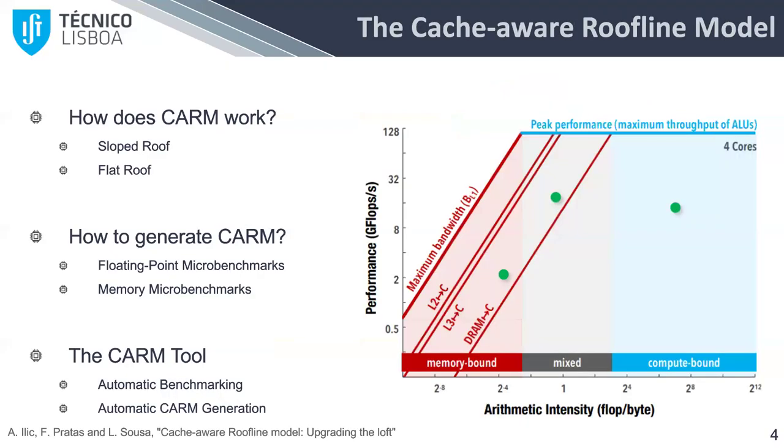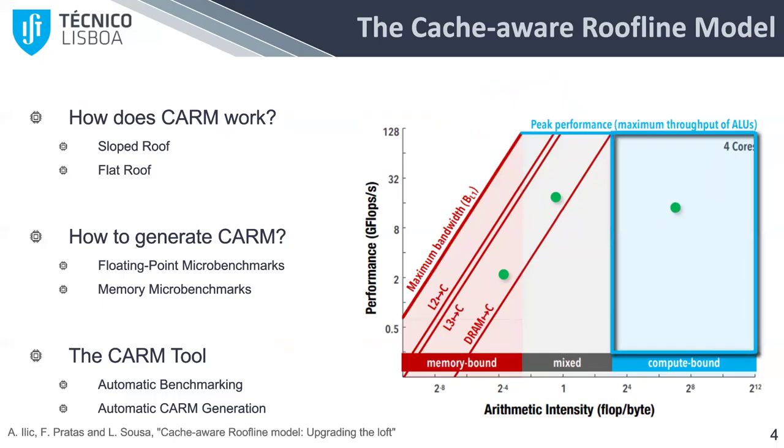But now talking about the CARM itself, how does it actually work? As you can see, the CARM has two main roofs, the slope roofs here in red, which are based on the maximum bandwidth of the different memory levels of an architecture, and then the flat roof in blue, which is based in the peak floating point performance of the architecture. These roofs then designate two main areas of the CARM model below them, which is the memory bound area here in red and the compute bound area in blue.